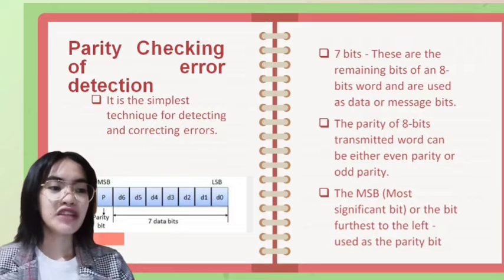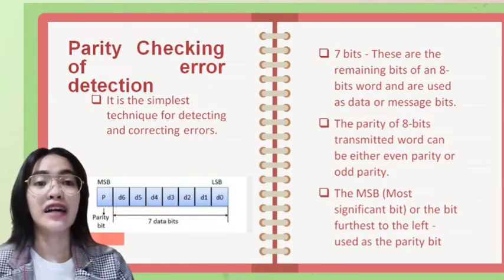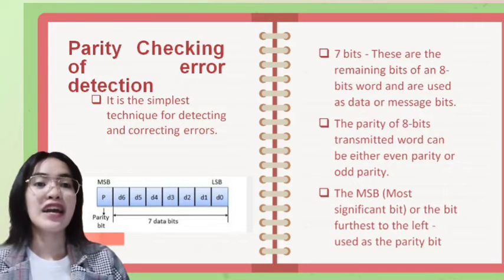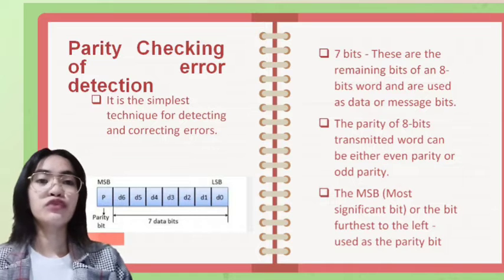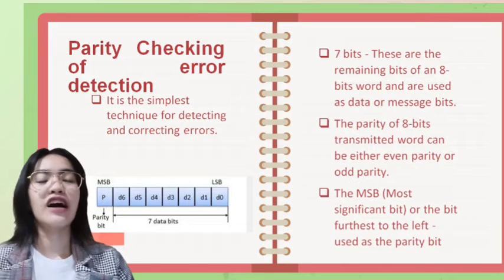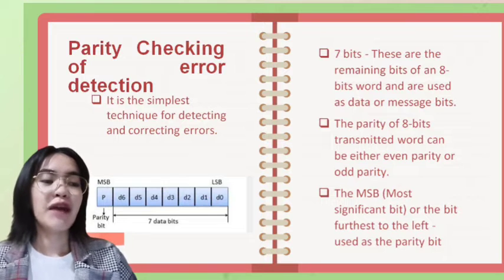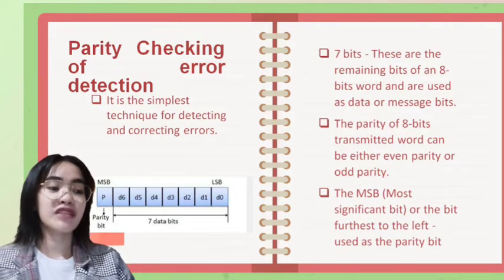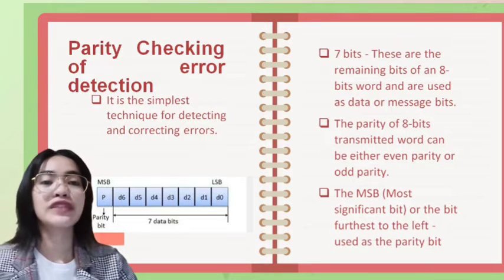The parity of an 8-bit transmitted word can be either even or odd parity. So the parity bit can be either odd or even. The even are like 2, 4, 6, and the odd are like 3, 5, 7. The MSB, the most significant bit, or the bit furthest to the left, is used as the parity bit.